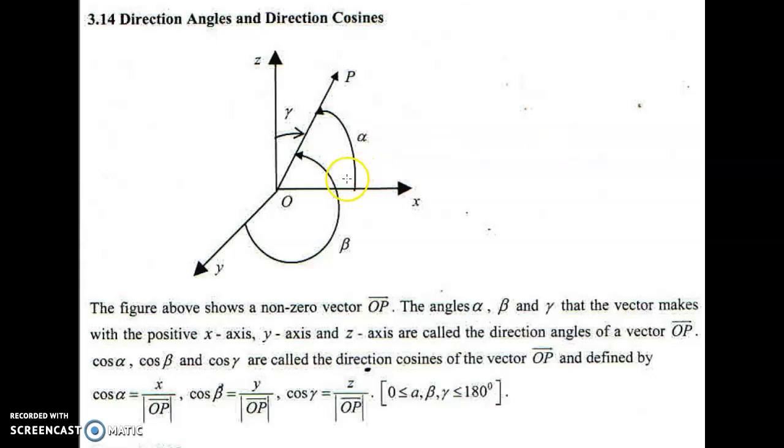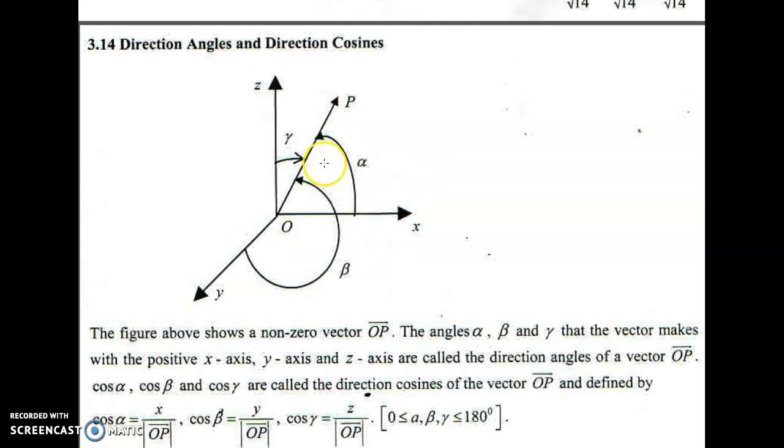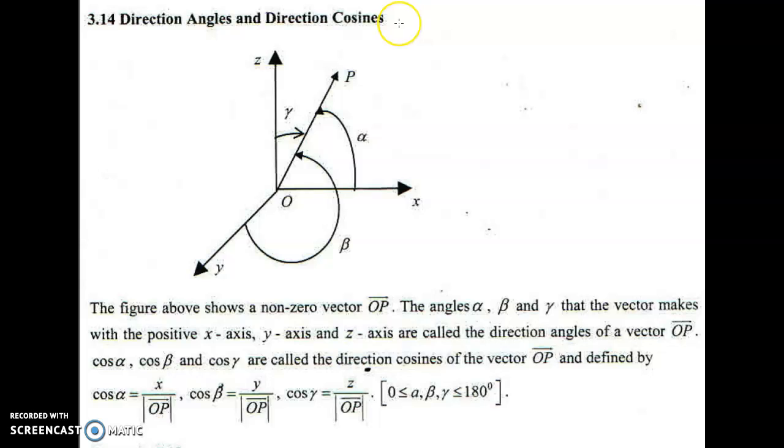Okay, let's look at the concept first. To find the angle of p, as a vector, from x, we try to find alpha. To find the angle from y, we're going to find beta, and as for z we're going to find gamma. So the way to find the direction angle and direction cosine is basically just the direction angle, but we need to use a cosine to find the angle.